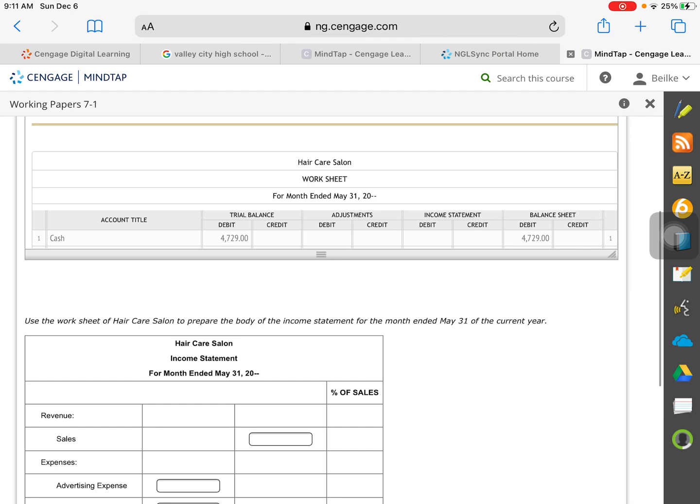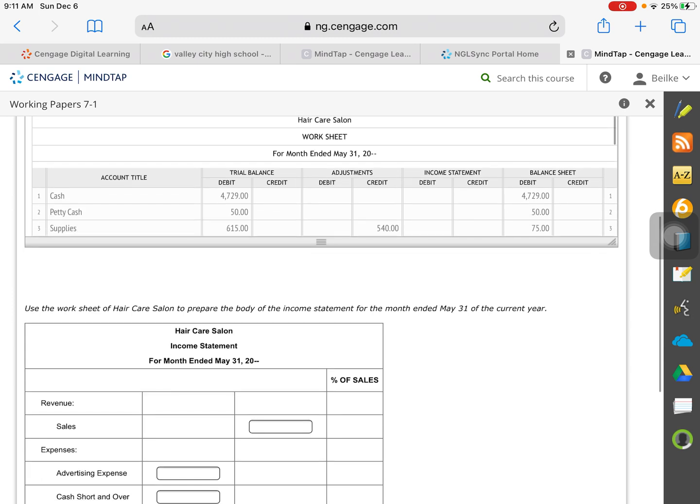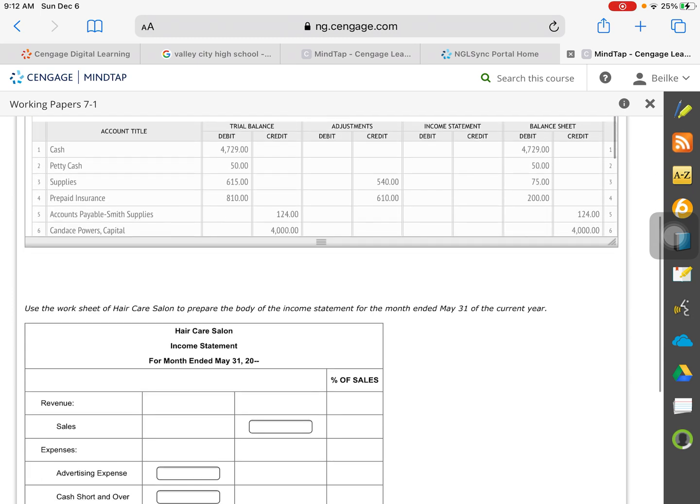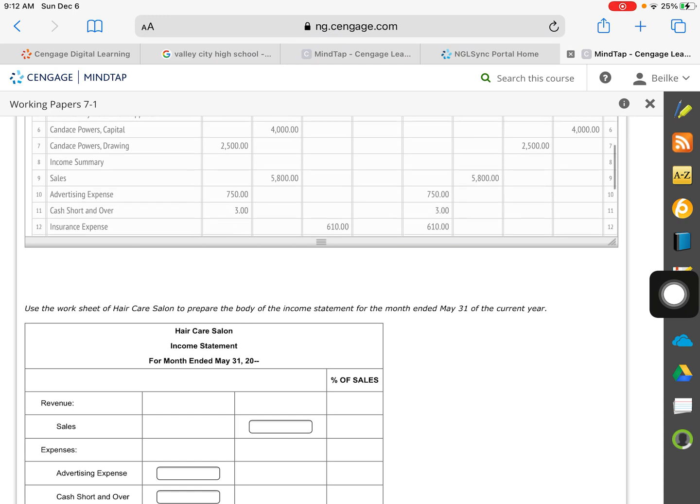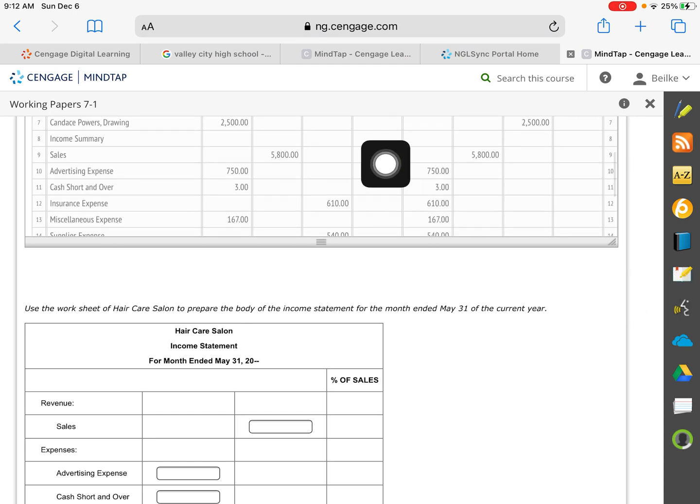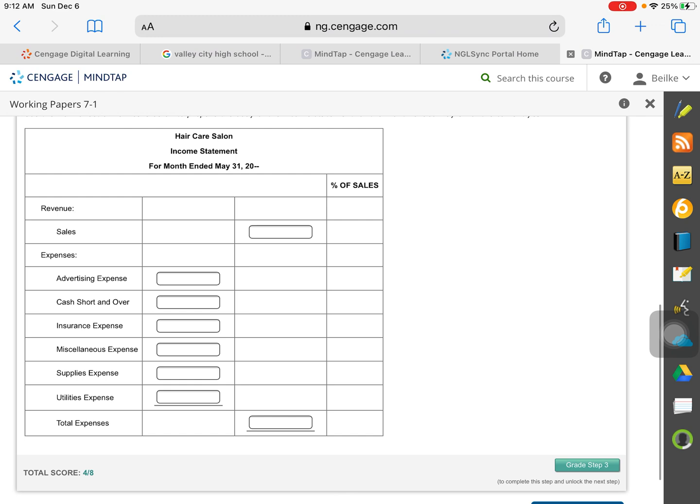Okay, use the worksheet of Hair Care Salon to prepare the body of the income statement for the month ended May 31st of the current year. So when we use our worksheet, make sure that we are using our income statement debit and credit columns, not the trial balance. And that's very important because if you look down here in our income statement columns, you can see that our insurance expense, we have $610, where in our trial balance, we don't have anything. And that's the same with our supply expense. Okay, so with that in mind, we're going to scroll down to the bottom.